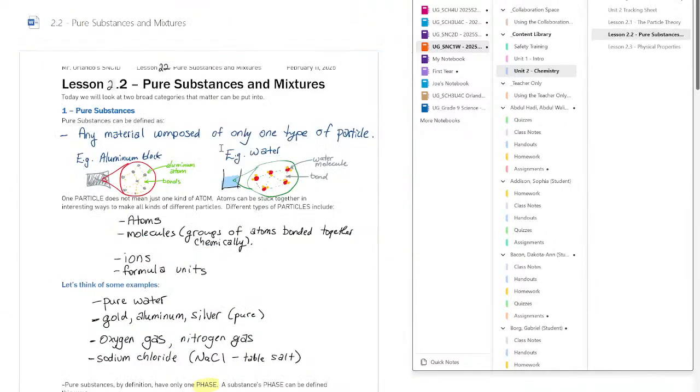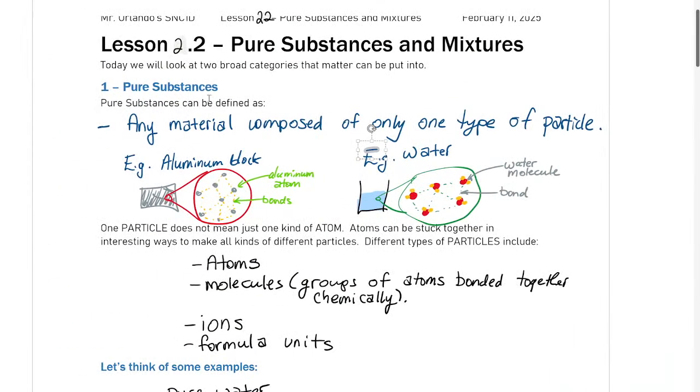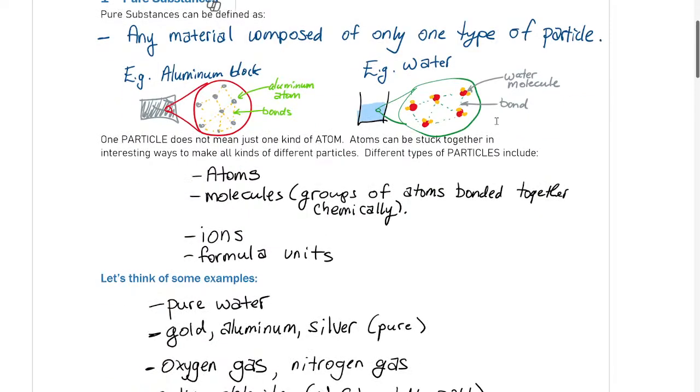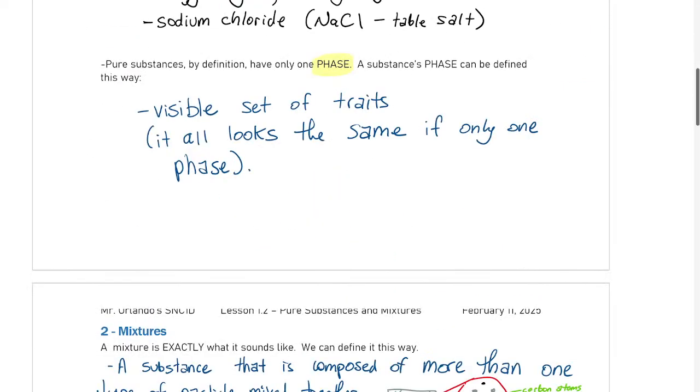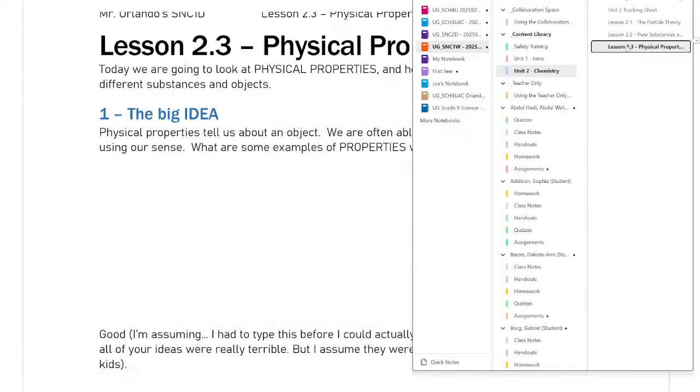And then the next day, we talked about the difference between a pure substance and a mixture. And we'll take up the homework from that tomorrow when we're together. But today, we want to talk about physical properties. We're going to talk about things we can look at in matter.